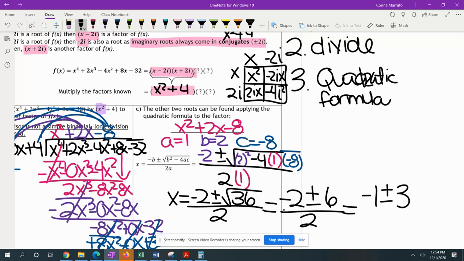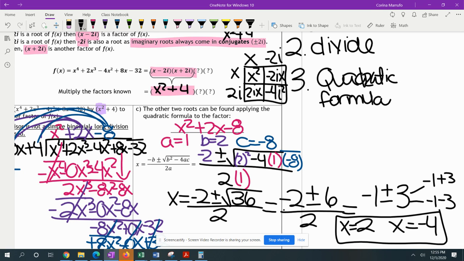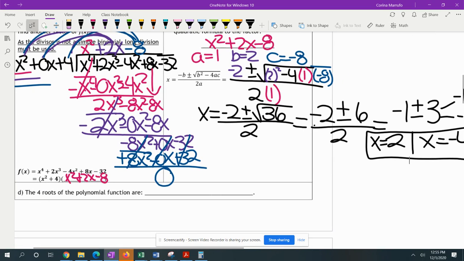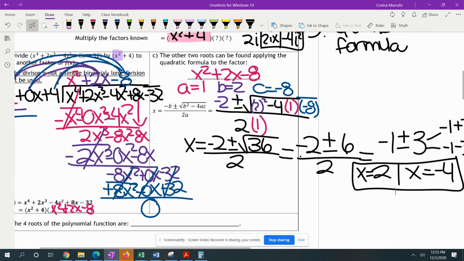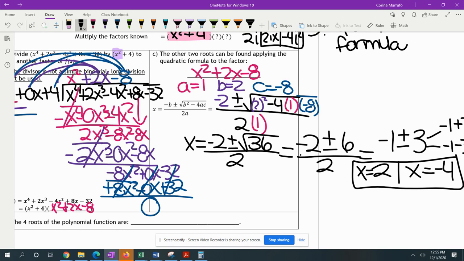Now negative 1 plus 3, we go ahead and split into two different ones. Negative 1 plus 3 and negative 1 minus 3. Negative 1 plus 3 is 2. And then negative 1 minus 3 is negative 4. Okay, so the four roots of the polynomial function are, so here the first one is 2. The next one is negative 4. And then our two imaginary ones, which one of them was positive 2i and the other one was negative 2i. And that's it.